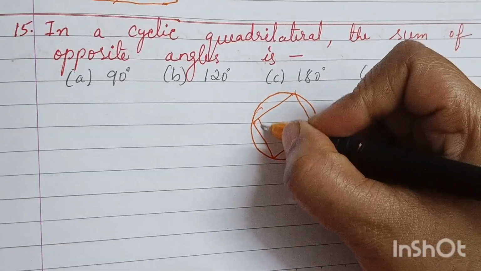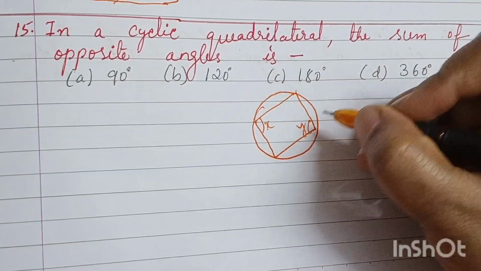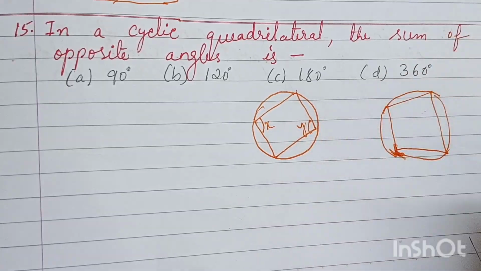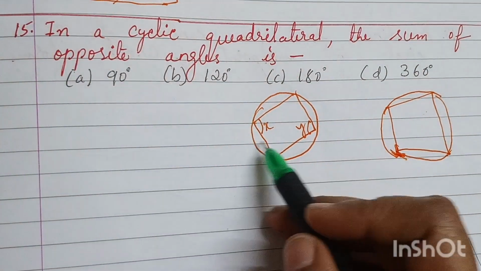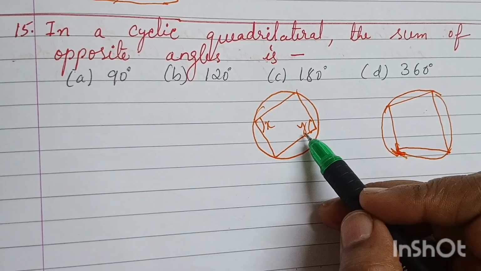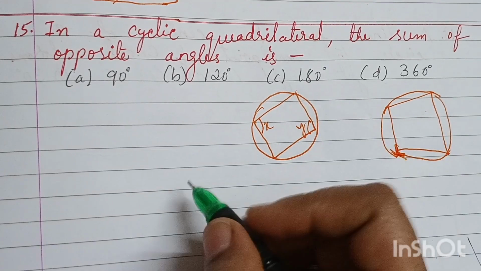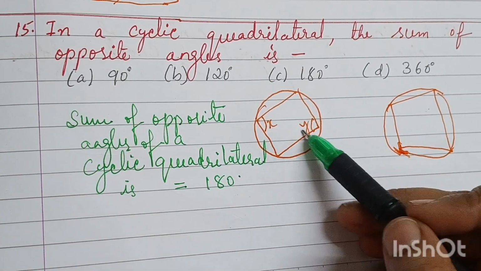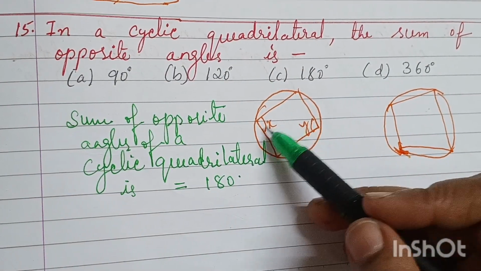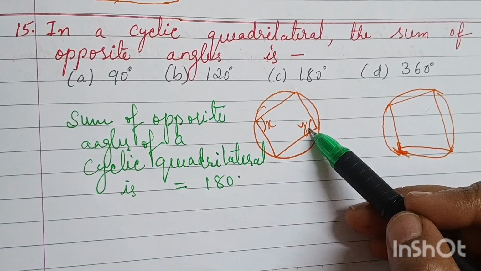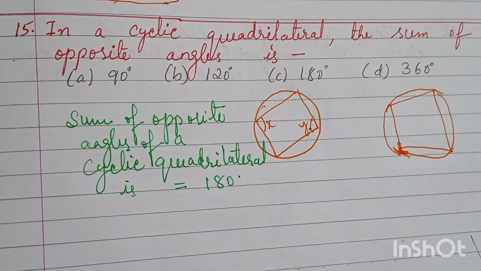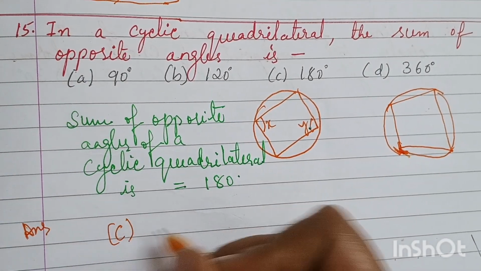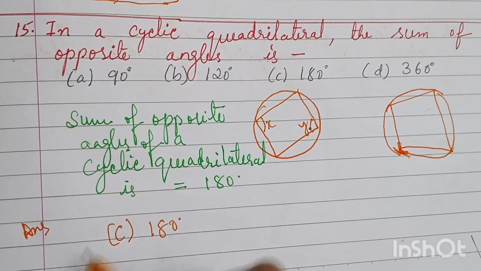The sum of opposite angles x and y is equal to 180 degrees. Opposite angle total कहे तो supplementary बनता है. So in a cyclic quadrilateral, the sum of opposite angles is 180 degrees, supplementary. So option C. This is a cyclic quadrilateral, x plus y opposite angles, कितना रहता है? टोटल करने पे 180 मिलता है, means supplementary. So answer C is the answer for this question. Answer C, 180 degrees.